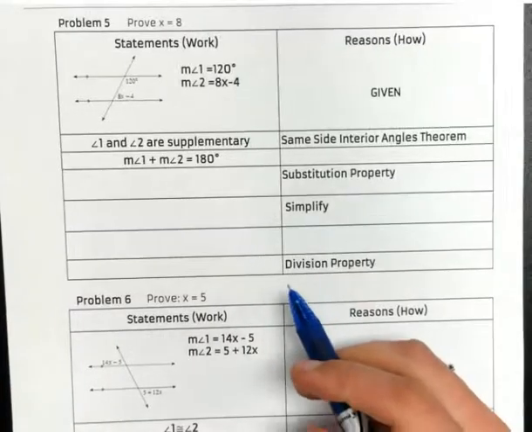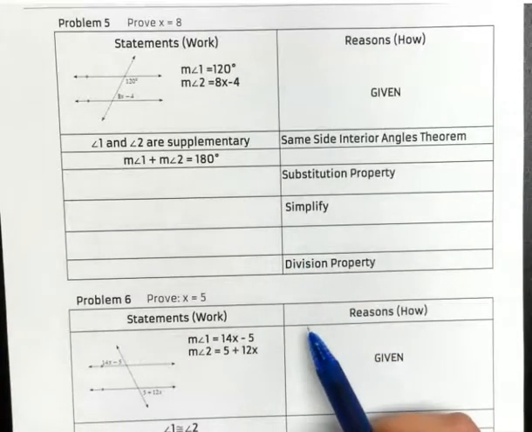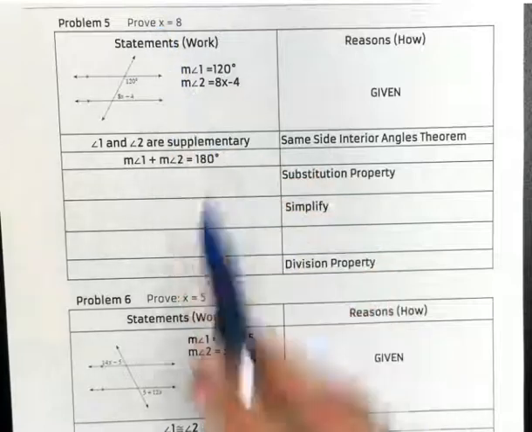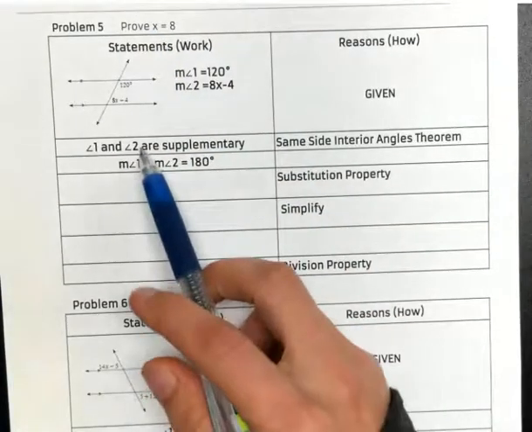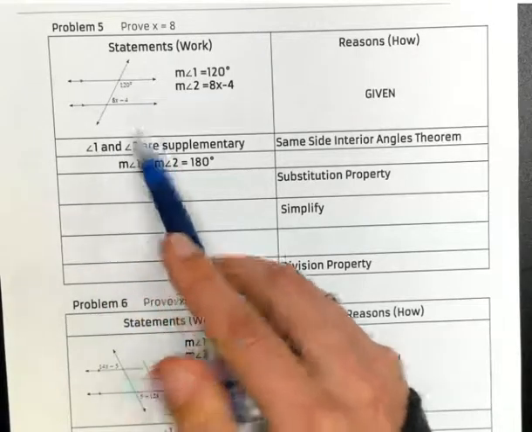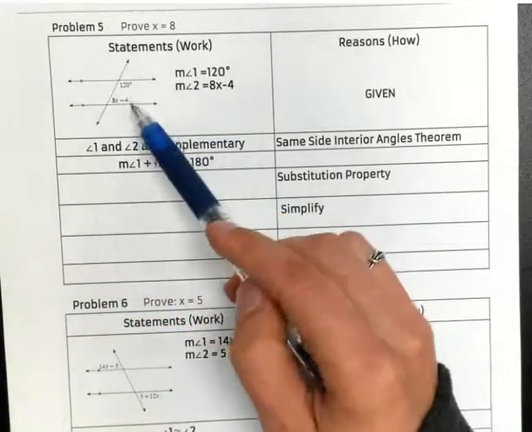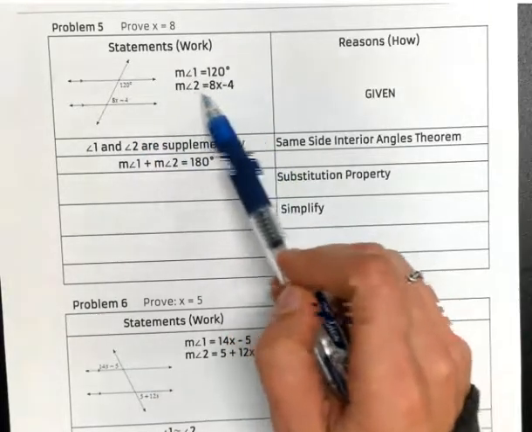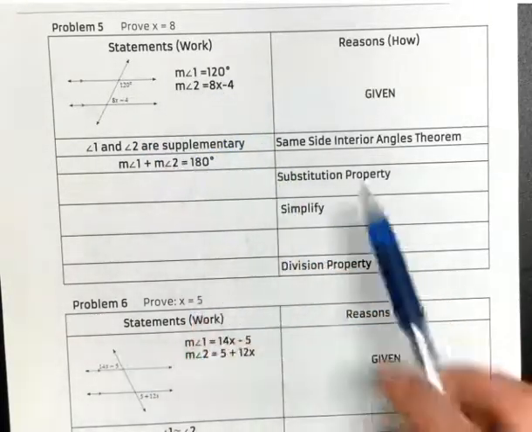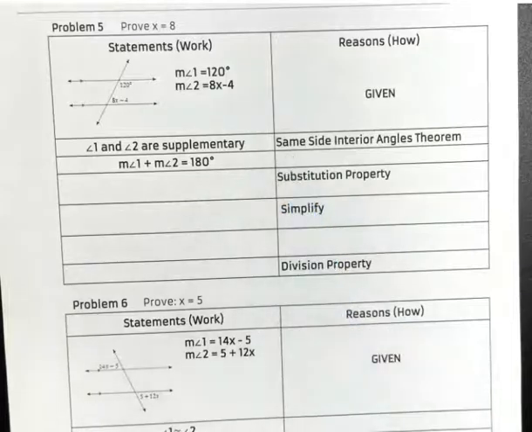And last page, now we're just doing a proof. We're going to prove that x is equal to 8 in this problem. So first we have that angle 1 and angle 2. Here's angle 1, this is angle 2. I know that because it's described right here. That they're supplementary, and the reason for that is the same side interior angles theorem, also called the consecutive interior angles theorem.